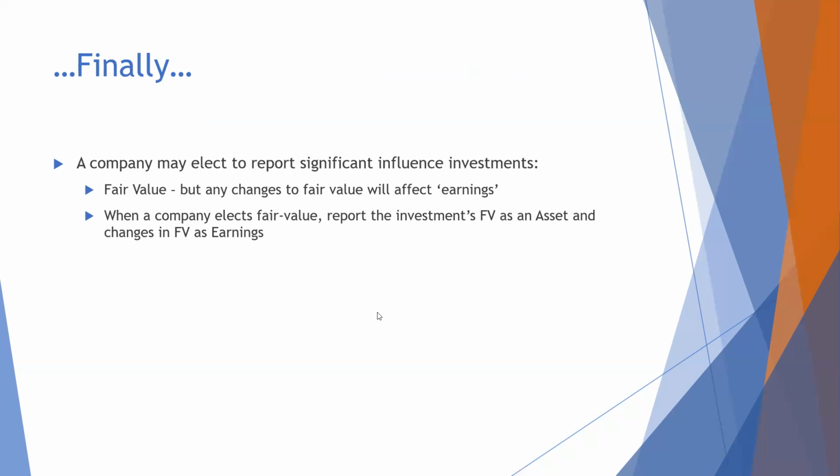Finally, a company may elect to report significant influence investments at fair value, but any changes in fair value will affect their earnings. So when a company elects fair value, they report the investment's fair value as an asset, and then the changes in the fair value as the earnings. So it becomes an asset to the parent company.